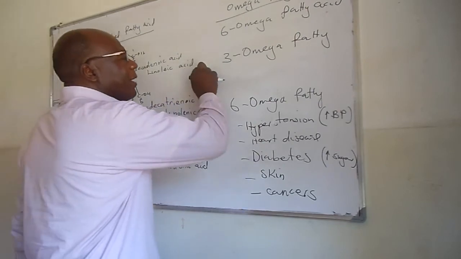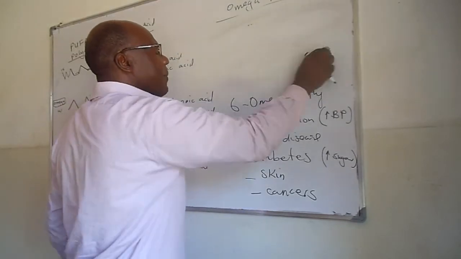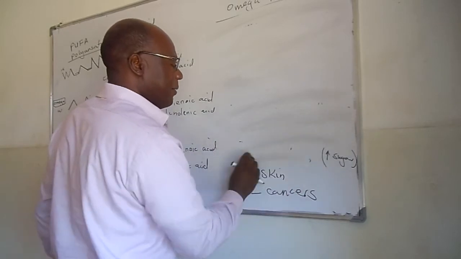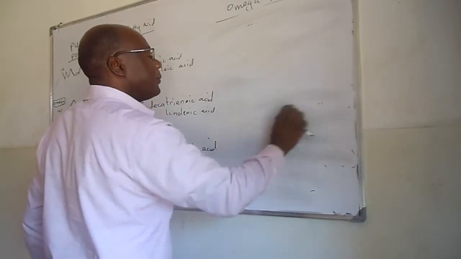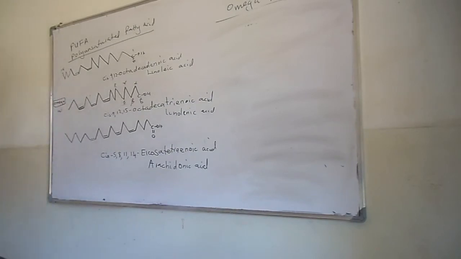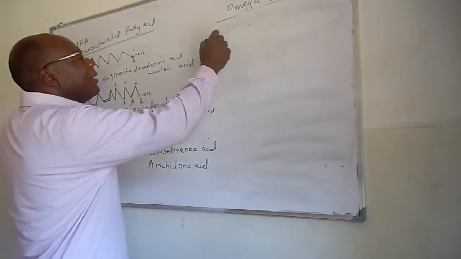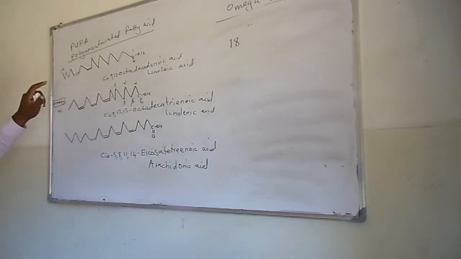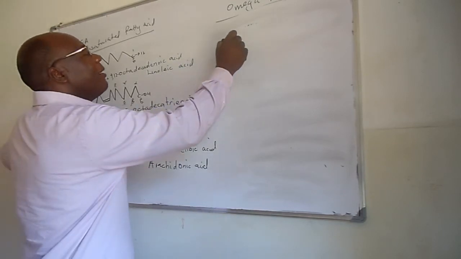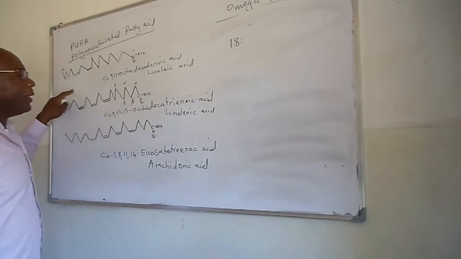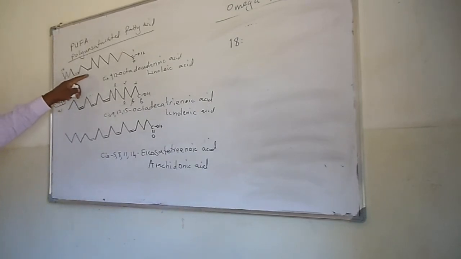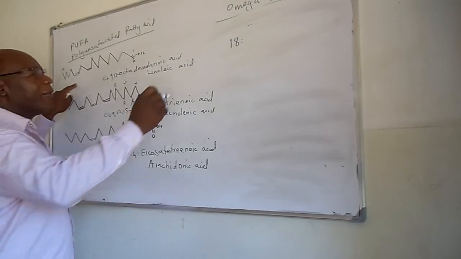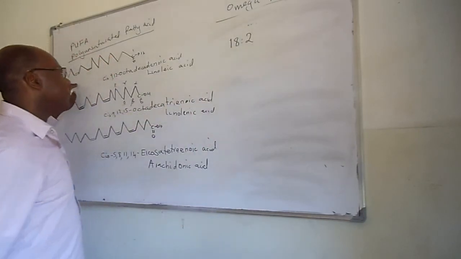The other nomenclature that we use for naming fatty acids is where we just look at the number of carbons. For instance, we can say this is an 18 carbon compound. Then you have a colon there, then you say how many double bonds do you see? 1, 2. So I have 2 double bonds.